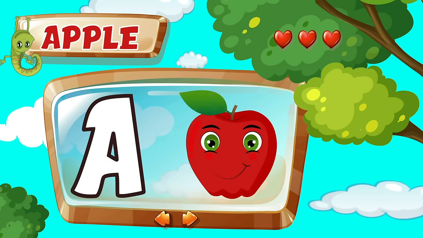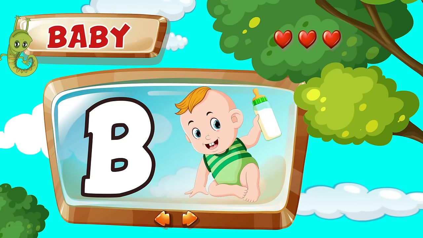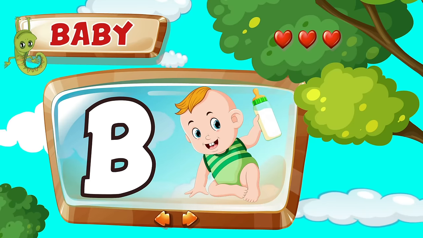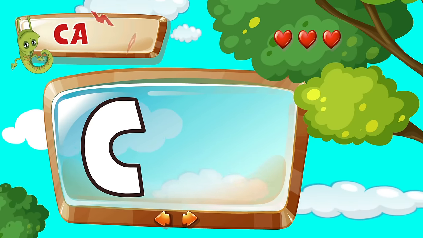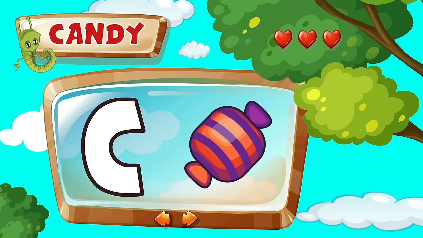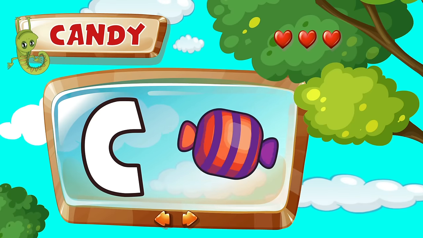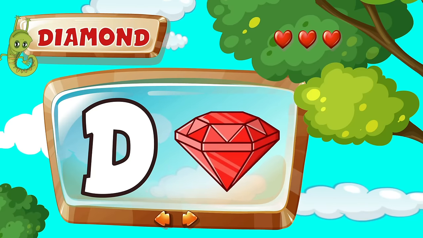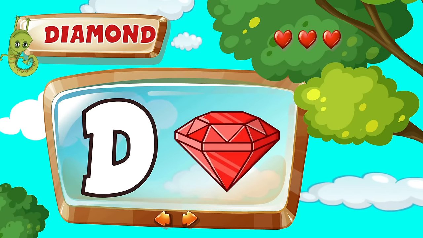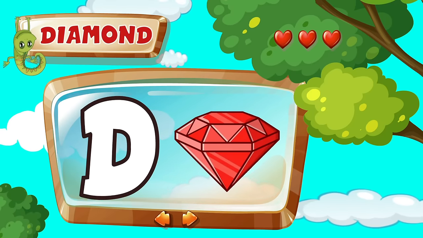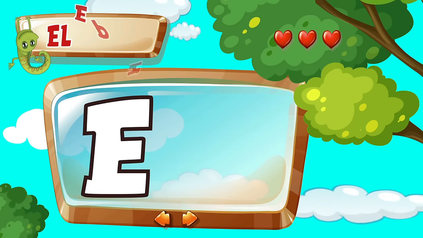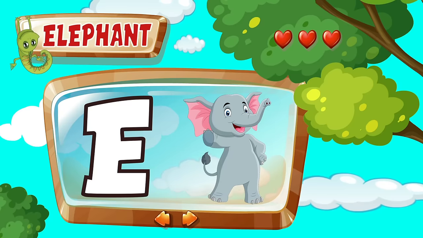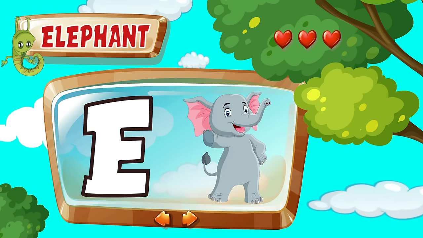A is for apple. A, apple. B is for baby. B, baby. C is for candy. C, candy. D is for diamond. Diamond. D, diamond. E is for elephant. Elephant. E, elephant.